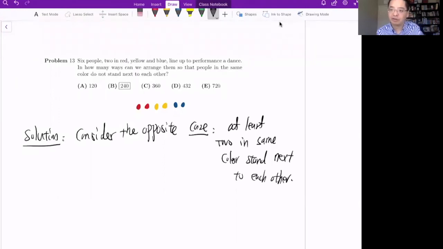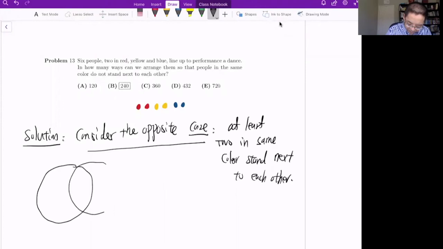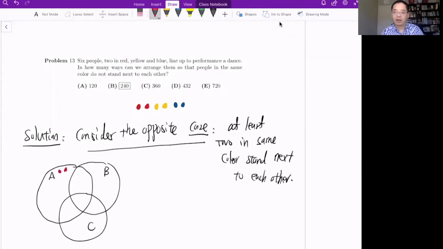So we need to use a Venn diagram to figure out the total number of opposite cases. All right, so we look at 3 situations. So this is, let's say A, this is B, and this is C. Okay, so A is, we have 2 red, they stand next to each other. B is 2 blue, they stand next to each other. And C is 2 yellow, they stand next to each other. Okay, so then what we have is we're looking for the union of these 3 situations, right? Because we say at least 2 in the same kind next to each other. Okay, so we need to calculate the total number of situations in the union.